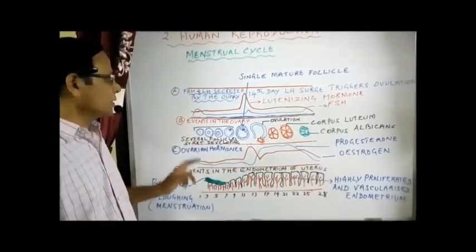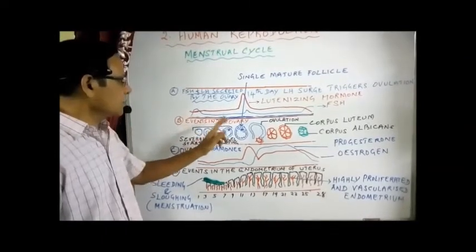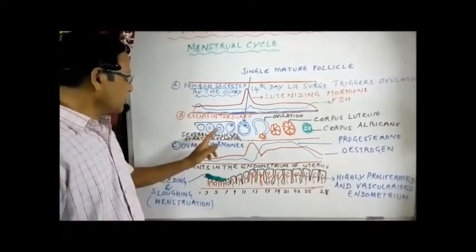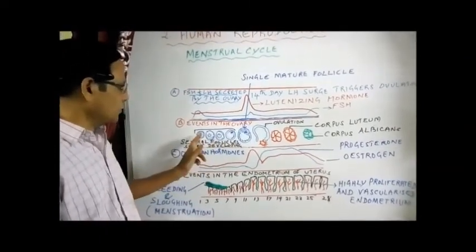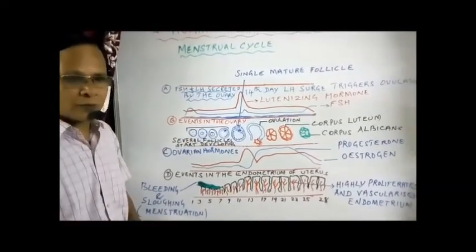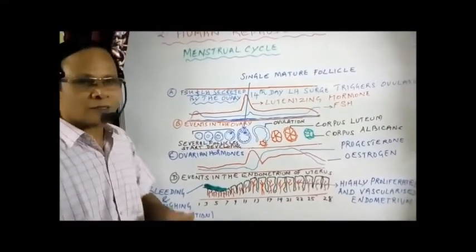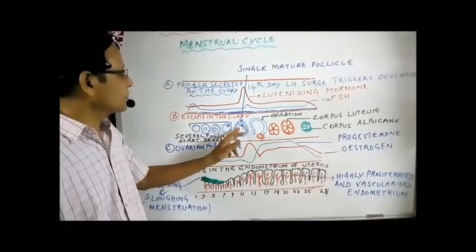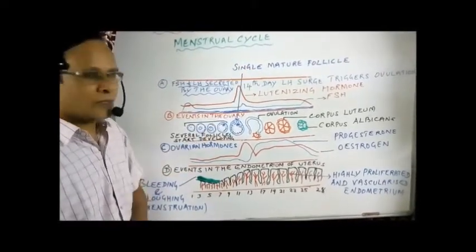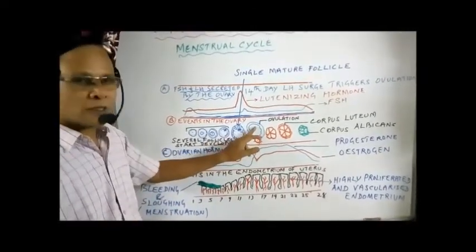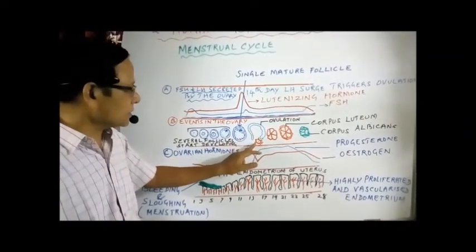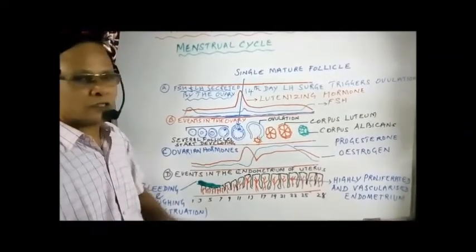In block B, I represent the events in the ovary. Several follicles start developing. I represent the development of various follicles: primary, secondary, tertiary. And finally I represented one single mature follicle. On day 14, the rupture of the Graafian follicle releases the egg, and that is called ovulation.